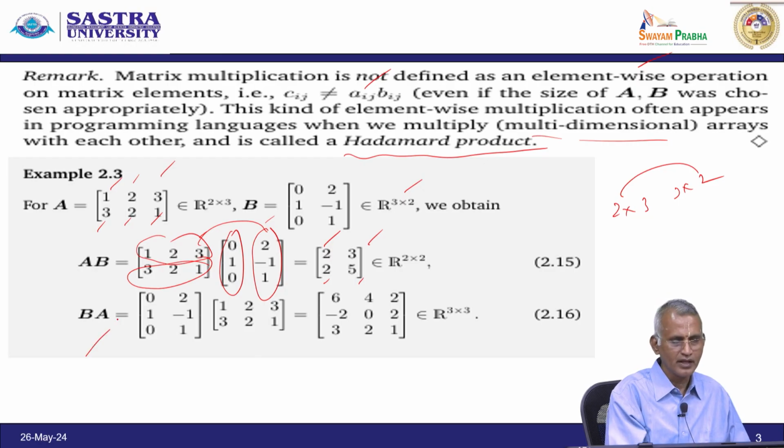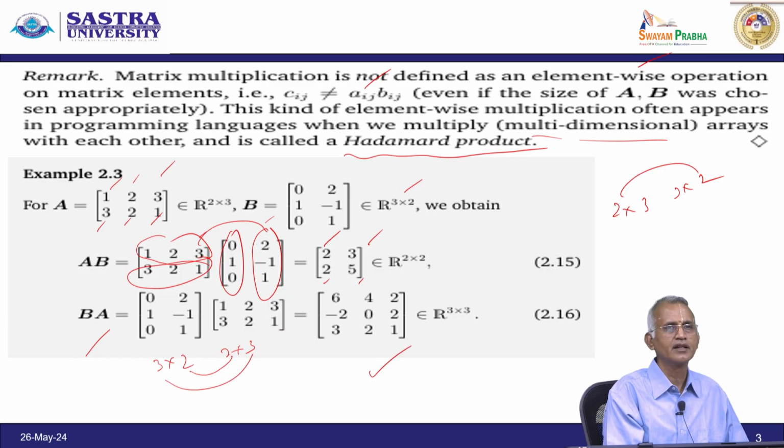So, that is what matrix multiplication is, that is the meaning of 2.15. BA, you take the other way. So, what is BA? BA is 3 cross 2. What is A? A is nothing but 2 cross 3. So, these two are equal, therefore matrix multiplication exists.